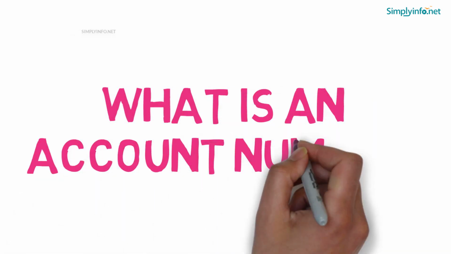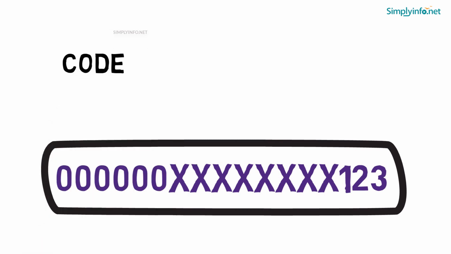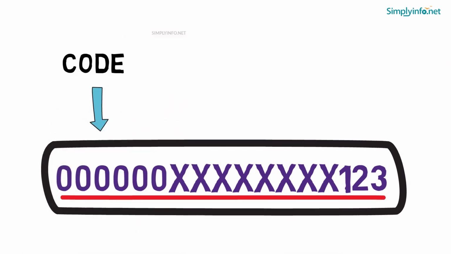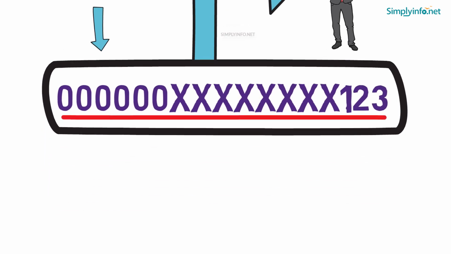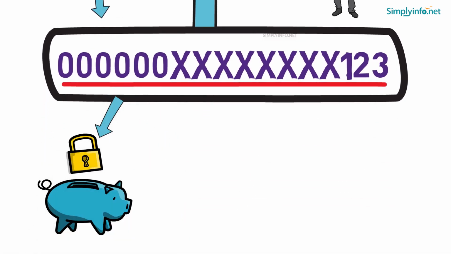What is an account number? An account number is a code which consists of unique strings of numbers and sometimes letters and other characters that identifies the owner of the particular service and permits access to it. An account number is usually 10 to 14 digits and is specific to your personal account.